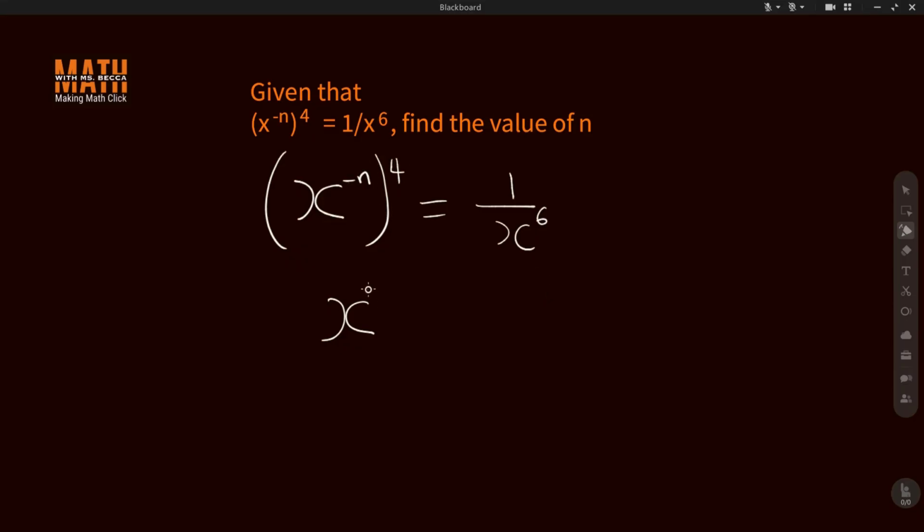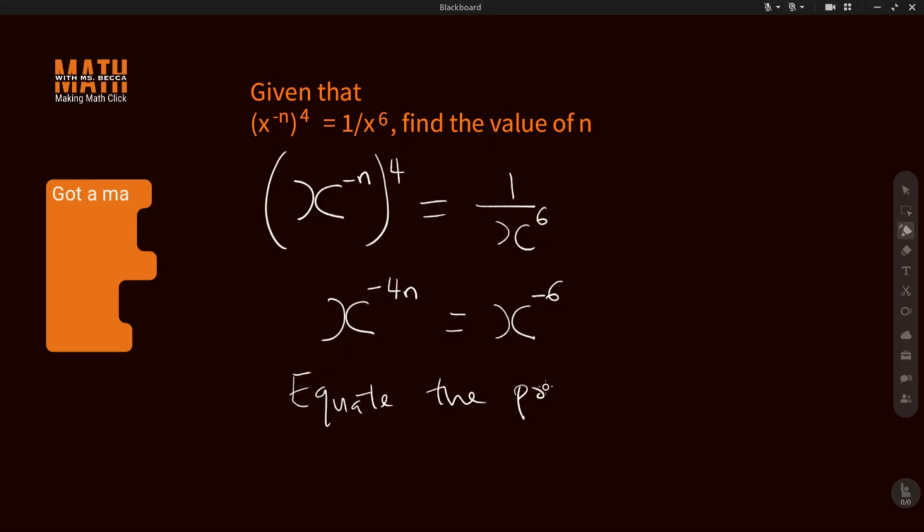so that we have negative 4n, and this will be equal to x power... 1 over anything is the same thing as that thing power minus 1. So this will be x power negative 6. Now that we have the same base, x on the left hand side and x on the right hand side, we can equate the powers. We equate the powers such that negative 4n will be equal to negative 6.